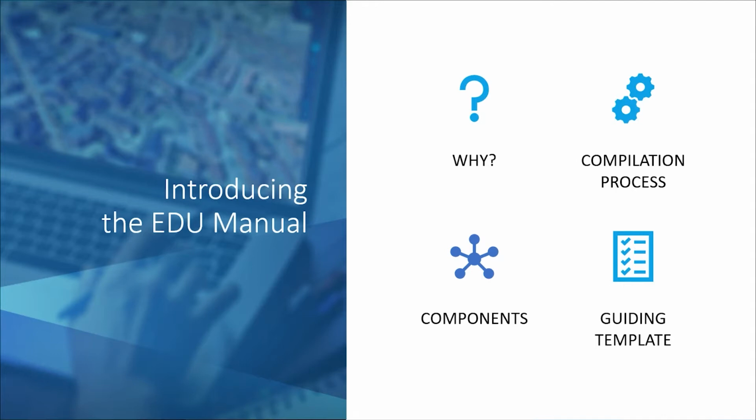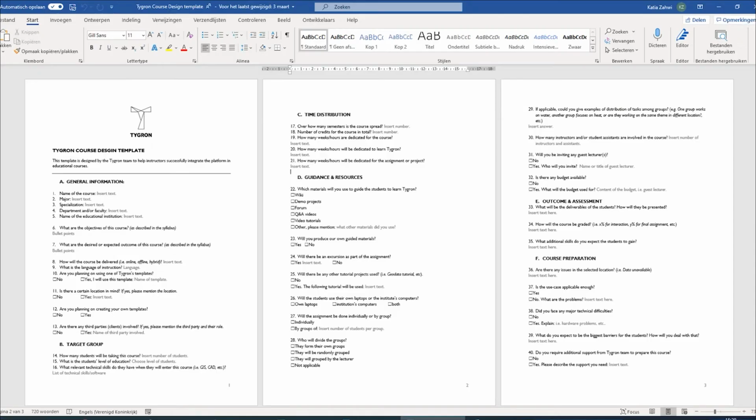And we also have resources so that you know where to look if you want to create your own location in Tygron Platform, or you want to create your own case study. And also a guiding template, which is a document that you can use to develop a course with Tygron. And it looks like this. It's a Word document as well. It is similar to the feedback template that we use to gather information, but this is meant for a future course. So this is also included in the main page of the manual.